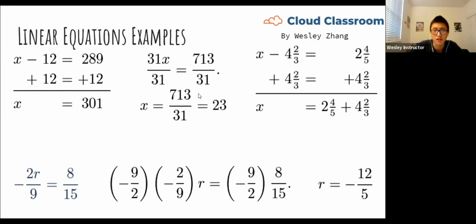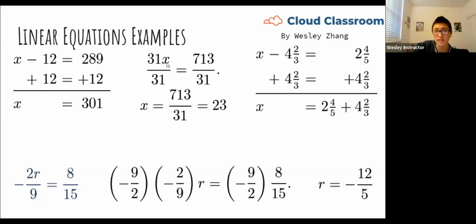Okay, so I have a lot of examples here, but let's just focus on the one on the left. All right, so x minus 12 equals 289. And we want to solve for x. So we add 12 to both sides. So this cancels out. And 289 plus 12, that equals 301. So x equals 301.